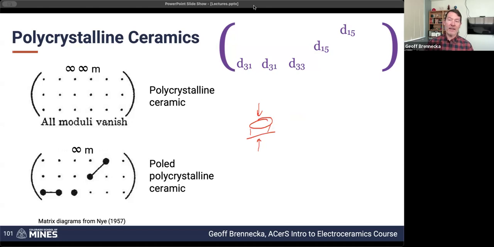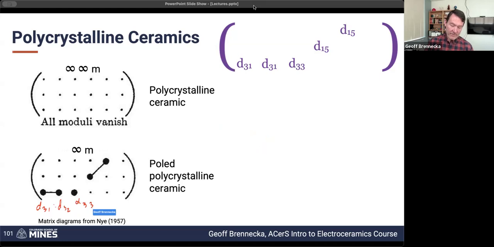Now we're able to break that symmetry by imposing another low symmetry on top of it by applying this electric field. So that means that we still have infinity rotational symmetry around, and we still have a mirror plane, but we no longer have the infinity rotation in this direction. And that means that we end up with a matrix that gives us, just like in 4mm, d31 equals d32. And then we have d33 is non-zero.